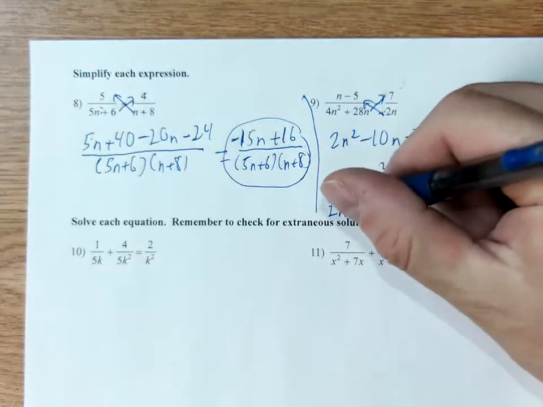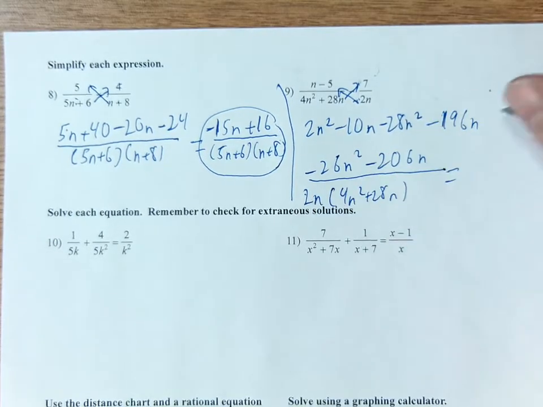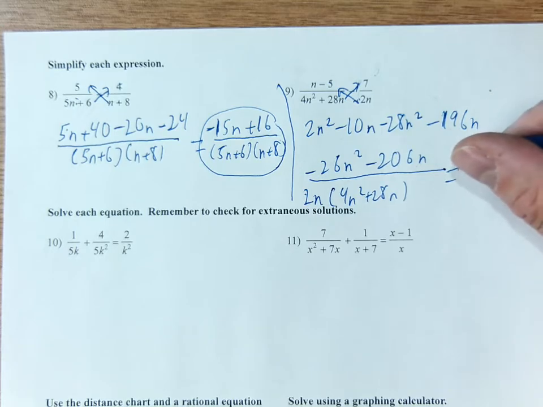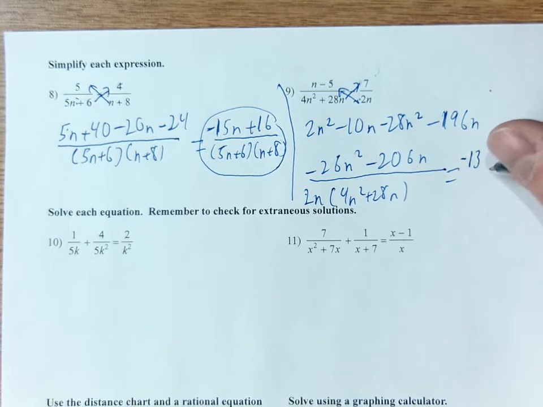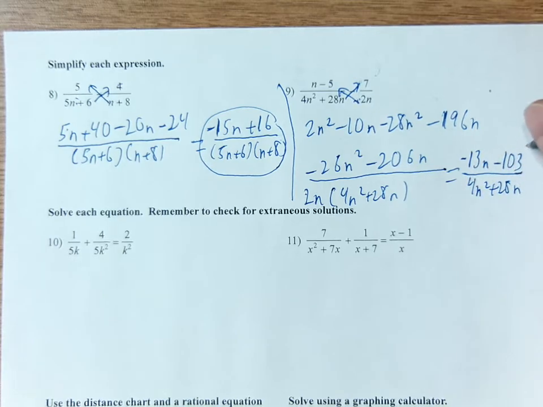So we are going to reduce this n out from both of these and then divide both of them in half in the top before I finish my answer. The negative can come into the front or it can stay in the numerator. So it's fine where it's at, or it can come into the front. So negative 13n minus 103 divided by 4n squared plus 28n. There we go.